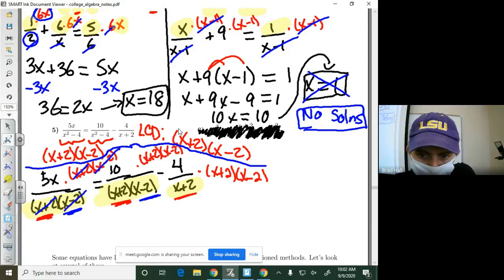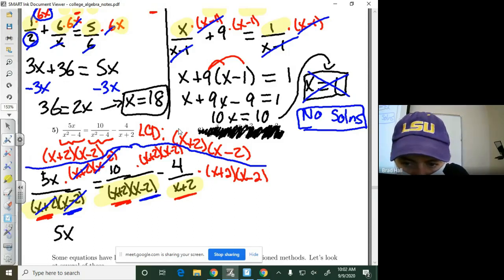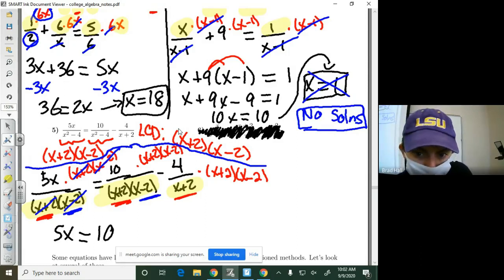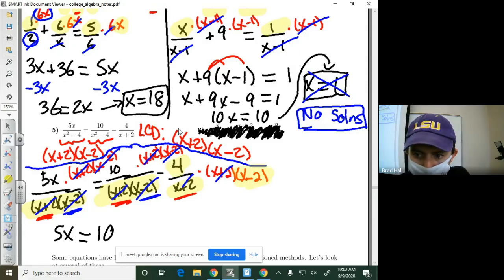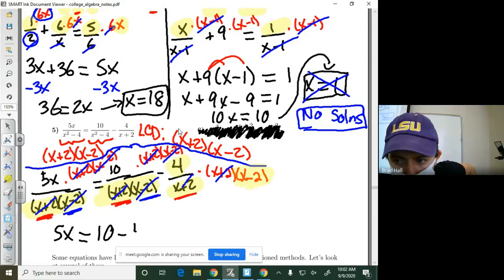That first term, we just get 5x. Next one, yeah, we just get 10. So x plus 2, x plus 2, x minus 2, x minus 2, we're just left with 10. For the last one, only the x plus 2's cancel, which means we're stuck with 4 times x minus 2. So minus 4 times x minus 2.